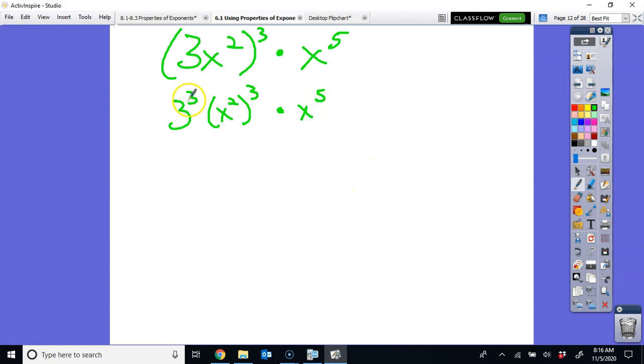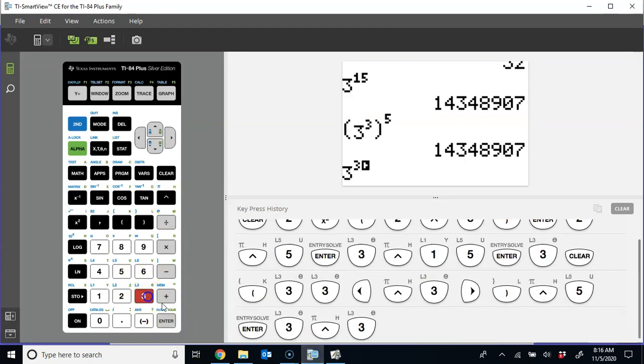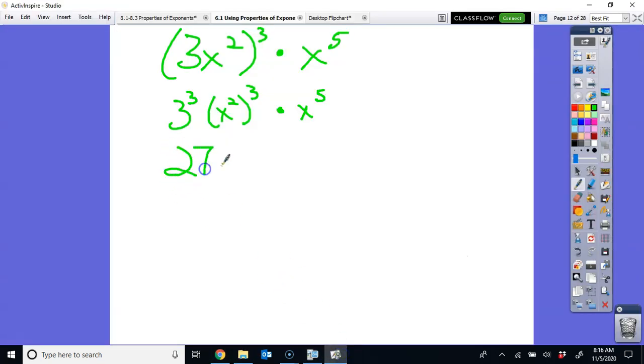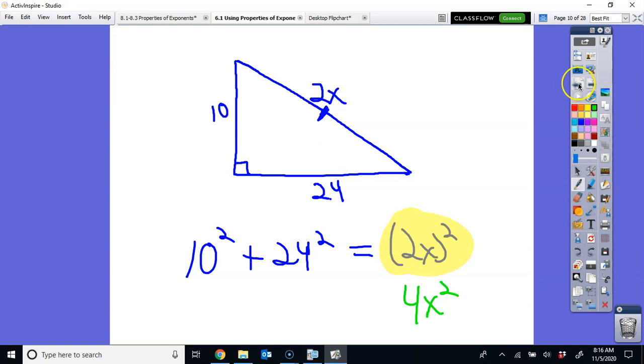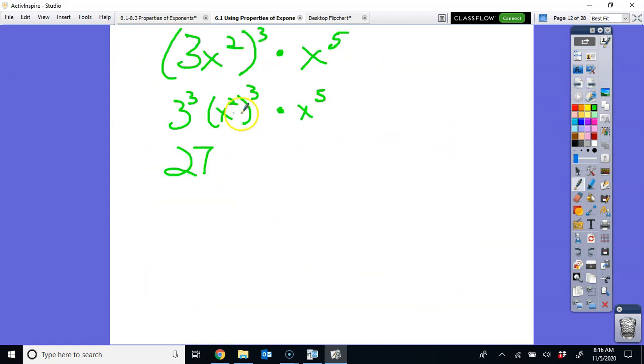So 3 cubed, I just take out my calculator. I can do 3 cubed in the calculator, and 3 cubed is 27. Type in that, get 27. But this goes back to that other property we did a little bit ago. You have an exponent raised to another exponent. So I'm going to go back and review that with you. If you have an exponent raised to another exponent, you multiply the exponents. So if I multiply 2 times 3, I get x to the 6th power.